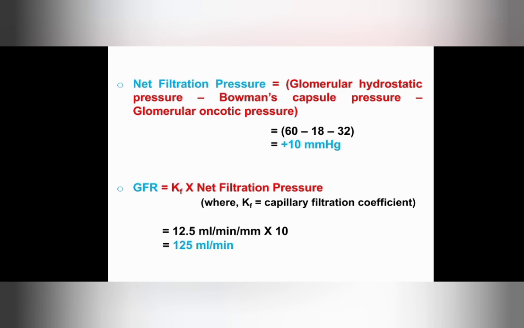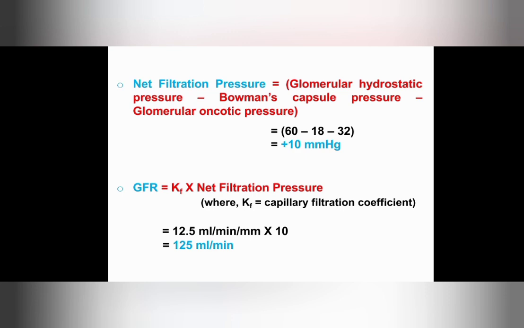It will vary from person to person, but it should be positive, because if the force is positive, positive means what? Positive means the forces which are opposing filtration are less than the forces which are favoring filtration. Is it clear? The forces favoring filtration are higher than the forces opposing the filtration, 10 mmHg higher. So because the forces favoring filtration are greater, the filtration is possible.